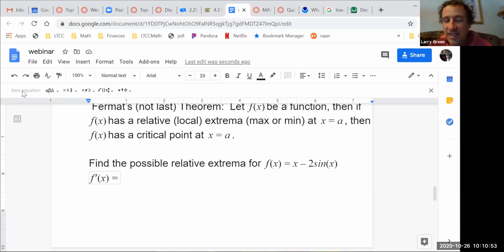It's supposed to be easy. You got part of it, Bruno. The derivative of x is 1. And then minus 2 cosine x. Any questions on that?